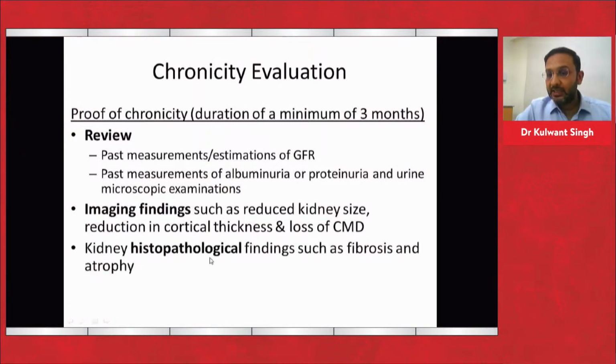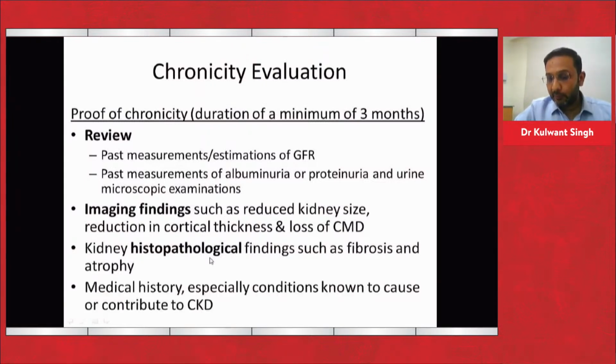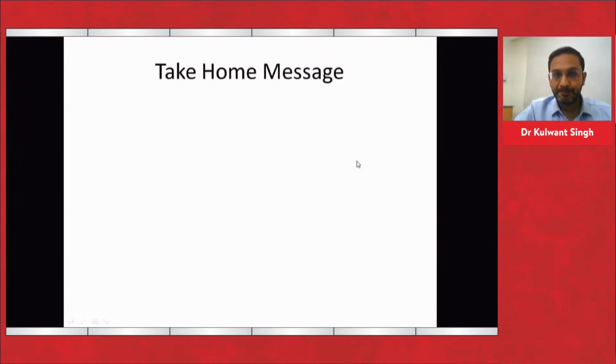Or the kidney histopathological findings, which can tell us about tubular atrophy or fibrosis, taking the proper history, or indirect findings like anemia, high PTH, that can tell us about the chronicity of the patient, so that we don't have to wait for 3 months to label him as CKD. We can start the treatment, precautions, prevention, screening, everything for chronic kidney disease on day one only.